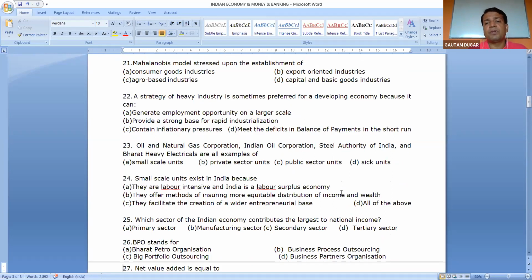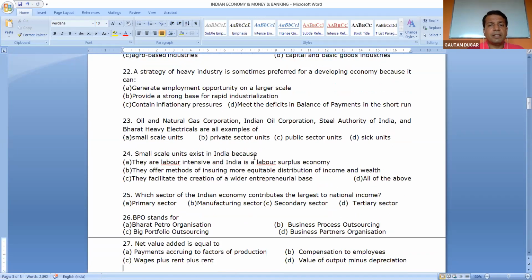A strong base for rapid industrialization. ONGC, Indian Oil Corporation, State Bank of India, Bharat Heavy Electricals are all examples of public sector units. Yes, 23 C, they're all PSUs.